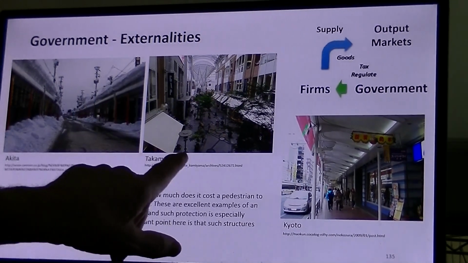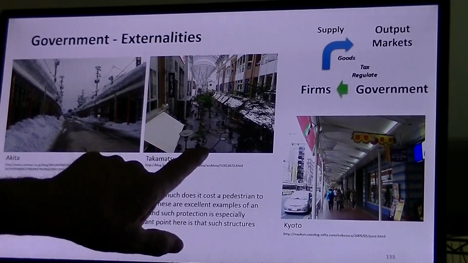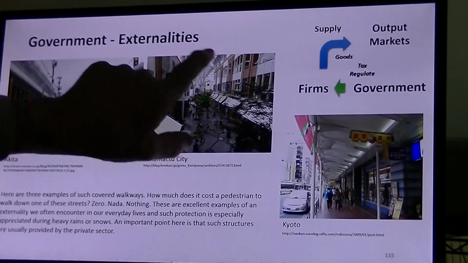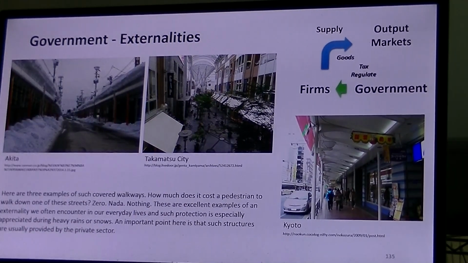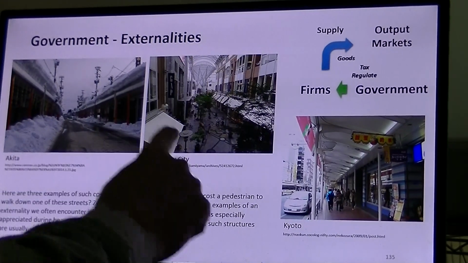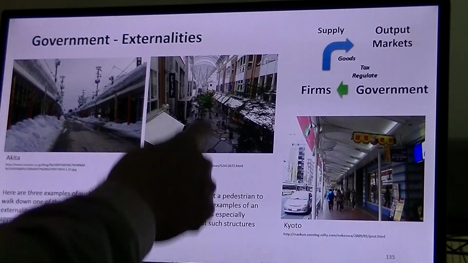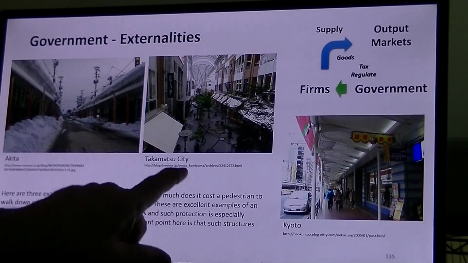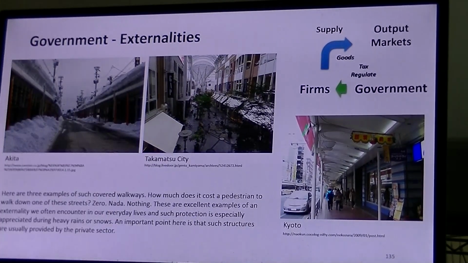Here's an example in Takamatsu City, and this is one that you can find many places. This kind of covered, where it's completely covered or almost completely covered. In this case, there's a covering, and you can walk down this Shotengai there, and that's an example in Takamatsu City. But you'll see this many places in Japan. Here's an example from Kyoto.